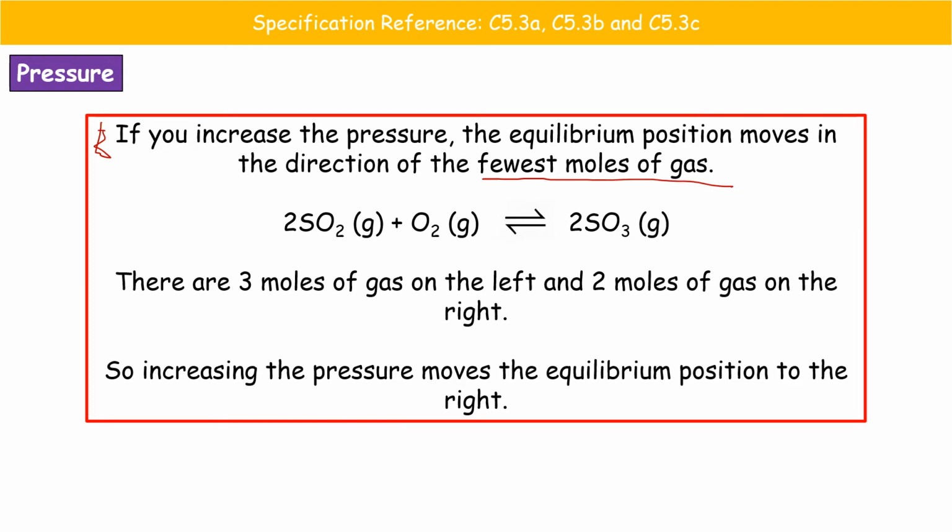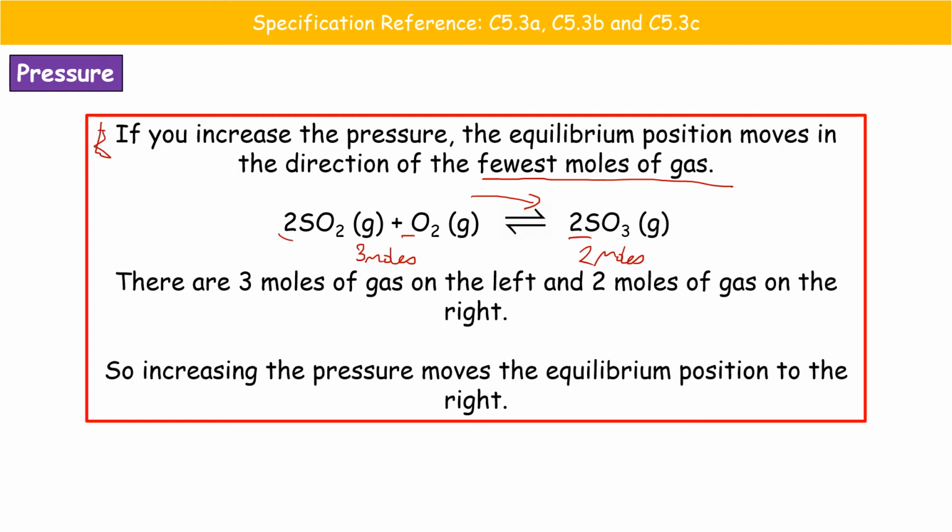This is our balanced symbol equation. Everything is a gas, so we're looking at everything. Now, because we've got a 2 in front of the SO2, there's 2 moles of sulfur dioxide, nothing in front of the oxygen, 1 mole there. So we've got 3 moles of gas on the left and only 2 moles of gas on the right. So if we increase the pressure, the equilibrium position moves in the direction of the fewest moles of gas. It's going to move to the right because that's where the fewest moles of gas are.